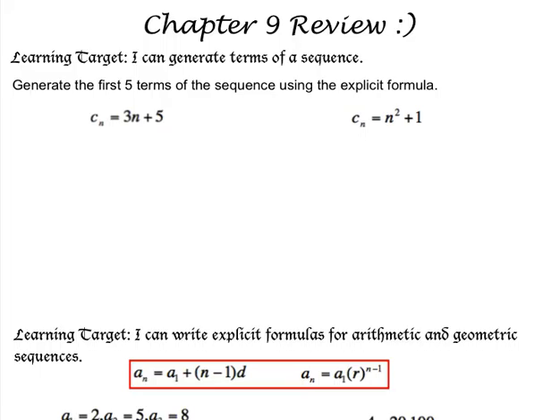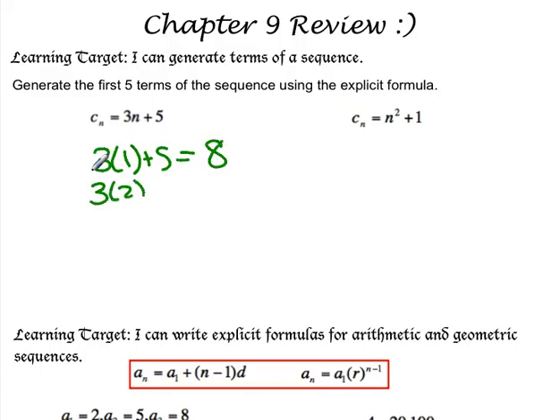So the first one is to be able to generate the first 5 terms of the sequence using the explicit formula. Explicit formulas are nice. They let you find any term in the sequence as long as you know the term number. And so every sequence starts with n equals 1. And so we're going to start by putting a 1 in for n. We get 3 times 1 plus 5. That gives us 8. That's our first term.